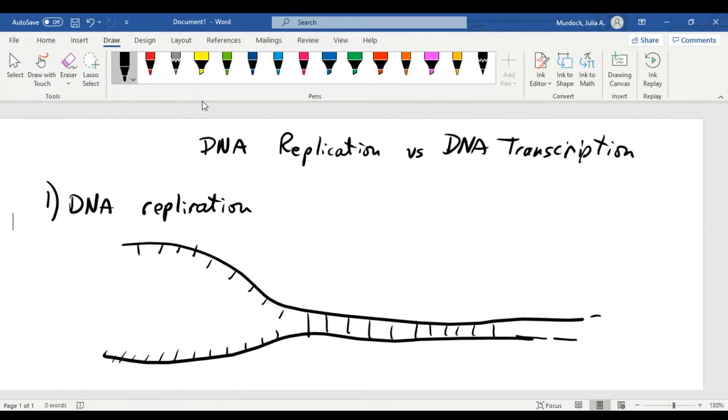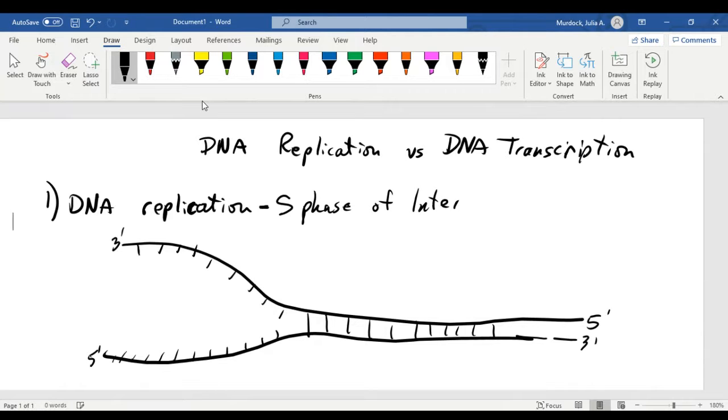And let's say that this is the 3, and this would be the 3 and the 5. Right. Okay, so this is replication. Under what circumstance would the DNA replication take place? What time in a cell's life would you be replicating your DNA? During the synthesis or S phase, right, of interphase.